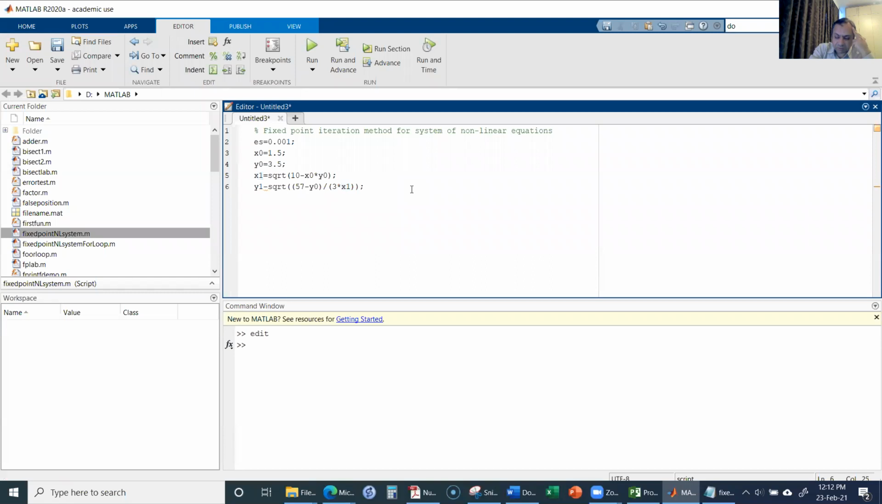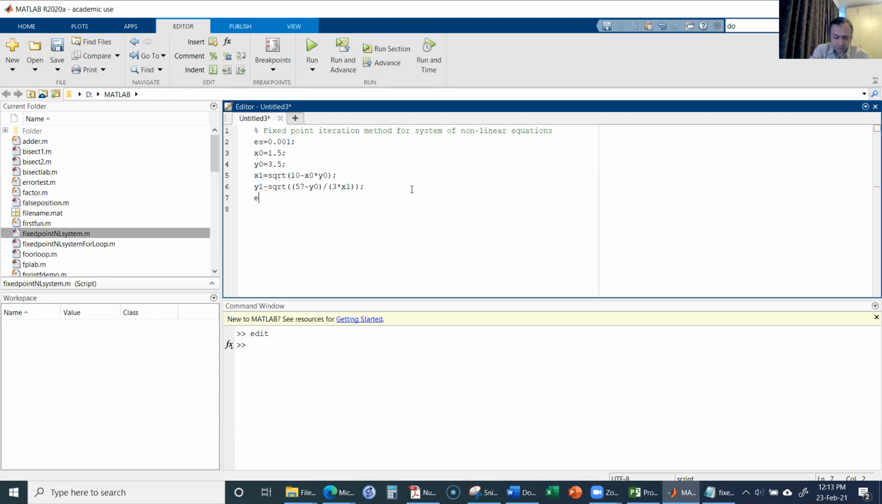So in this case, now we have the x naught and y naught values, and we have updated them to x1 and y1 values, so we can find the absolute error. Because now we have two variables x and y, we can find the absolute errors in both.